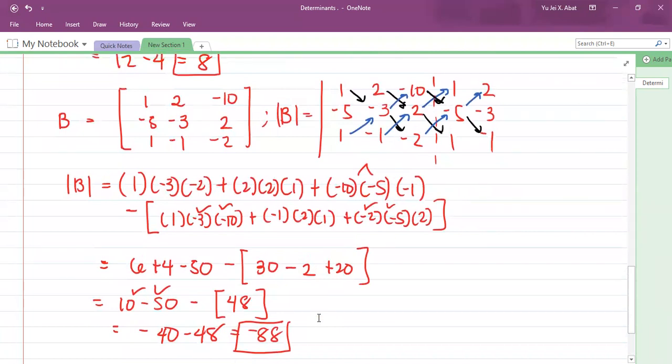Did you understand the questions? Questions ba? Yes po, sir. Wala naman. Nakakasunod naman. Yes, sir. So that's how determinants work, no?